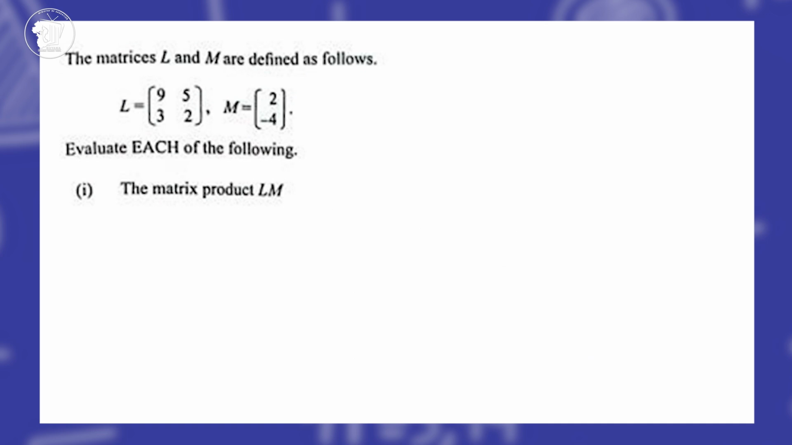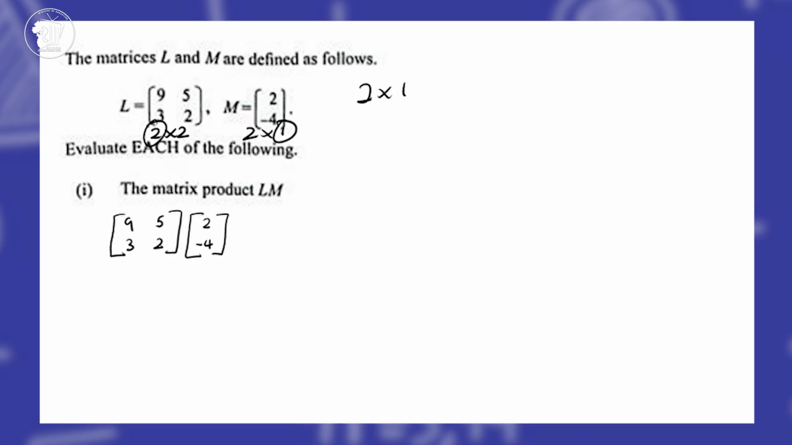So let's move on. The next question says, the matrices L and M are defined as follows, and we have the matrix L, which is 9, 5, 3, 2, and M, 2, negative 4. Evaluate each of the following. So they want the matrix product LM. So first of all, we see L is a 2 by 2 matrix, and M is a 2 by 1 matrix. So we know they are compatible for multiplication. And these numbers will tell us the order, so we should get a 2 by 1 matrix.